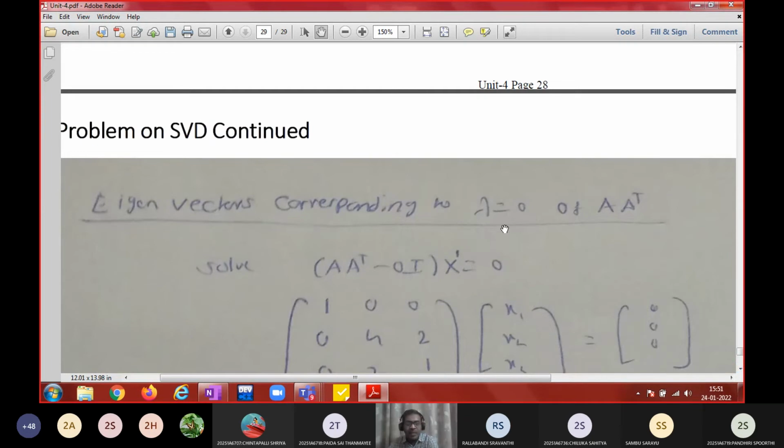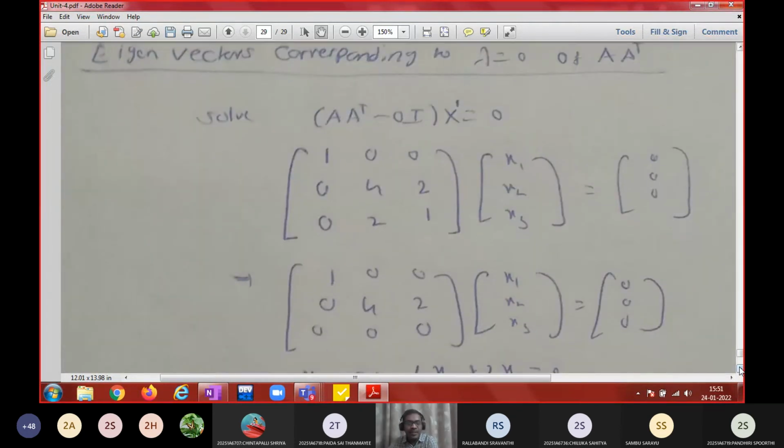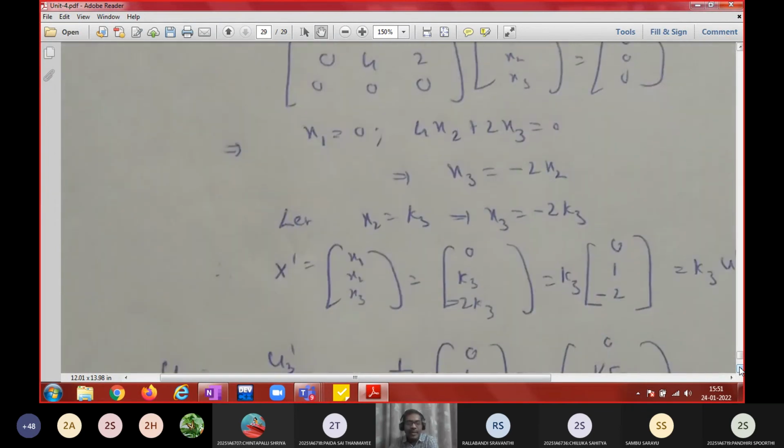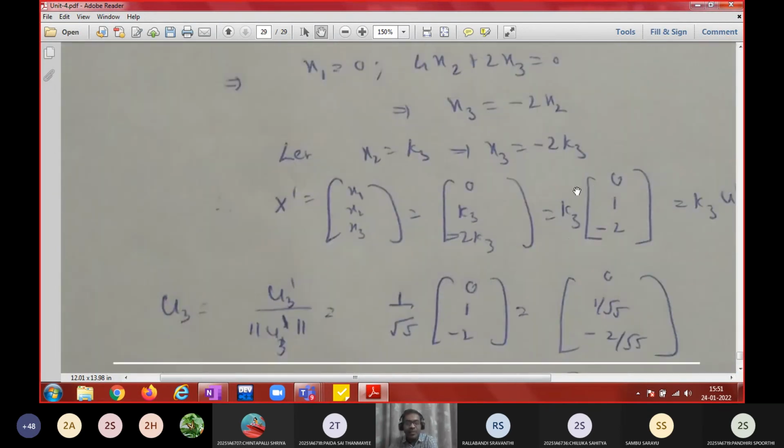So eigenvectors corresponding to lambda equal to 0 of AA transpose. AA transpose minus 0 into I, x equal to 0. When you solve this homogeneous system of linear equations, you will get infinitely many solutions. As I said, given two linearly independent vectors, you can find several vectors normal to them, because any multiple of the cross product is also a vector perpendicular to the plane containing these two.